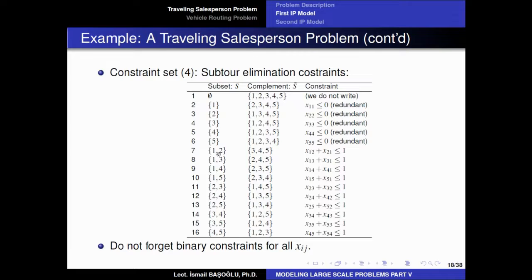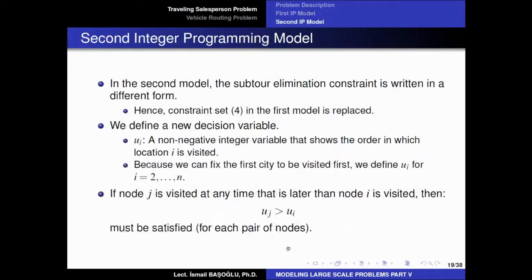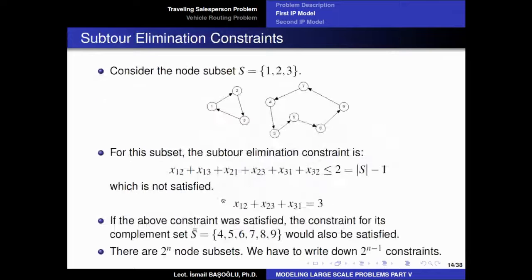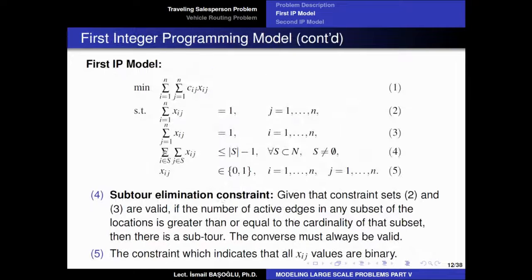Now we are going to write constraints starting from two element subsets here. And for this small size instance, if you just write these constraints for two element subsets, automatically three element subsets, four element subsets, and five element subsets Subtour elimination constraints will be satisfied. Okay, but again, we do not need to forget about the binary constraints in our mathematical model as well. I hope that you understood the integer programming model that we developed for the traveling salesperson problem. So this Subtour elimination constraint is not very hard to understand.